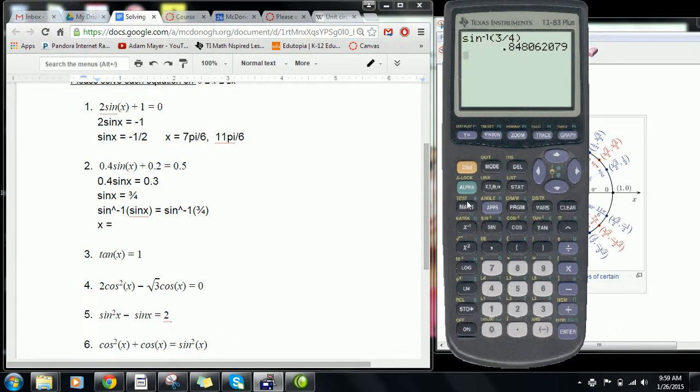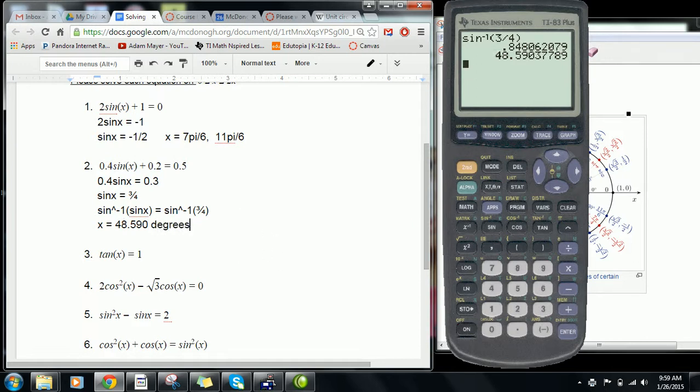If I want it in degrees, maybe that makes a little more sense in degrees. Again, I'll take the inverse sine of 3/4, and there's my 48.59 degree angle. So let's just think of it in terms of degrees. Might be a little bit easier. 48.590 degrees. Okay, now that's what's called the principal solution.